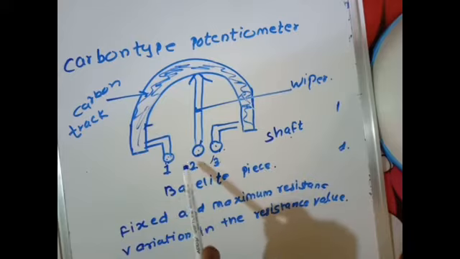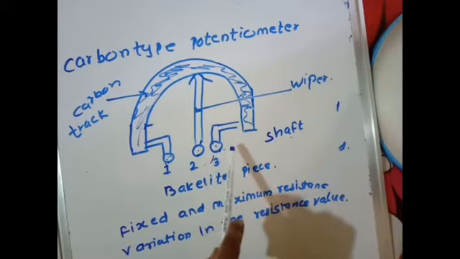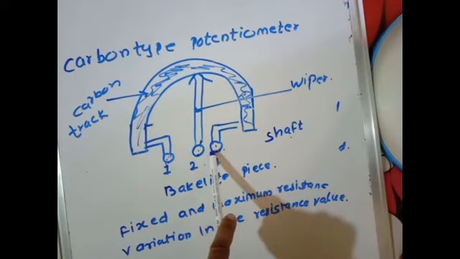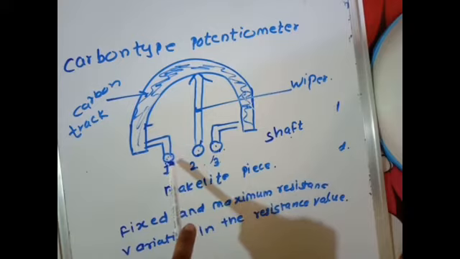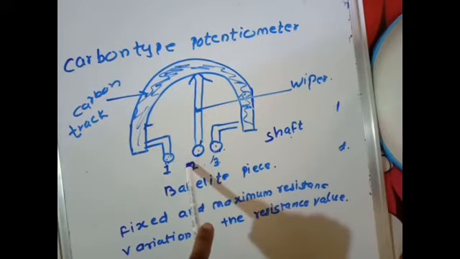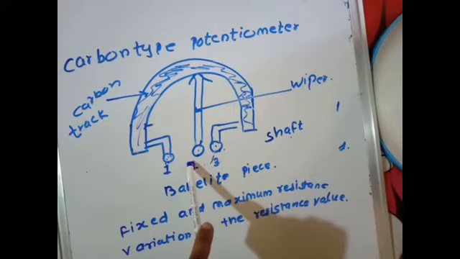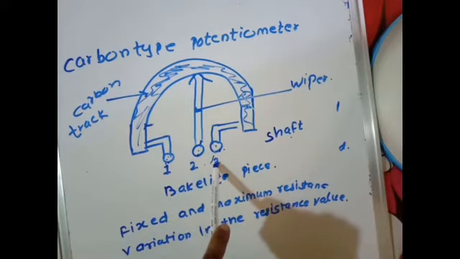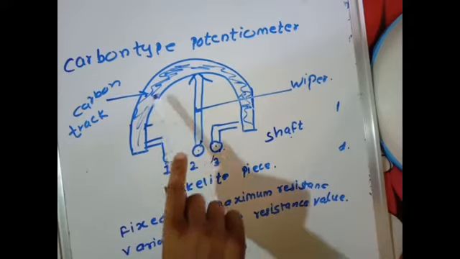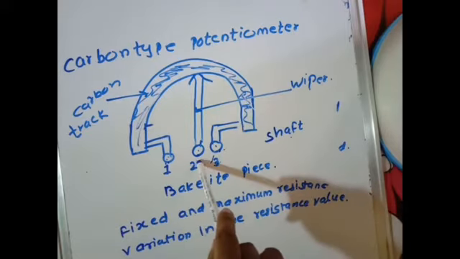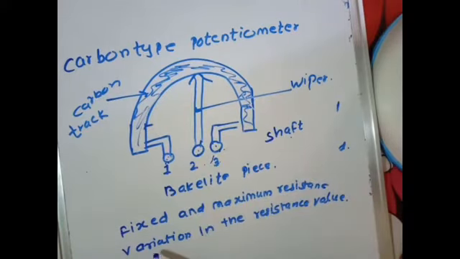So variable resistors have three terminals: 1, 2 and 3. Terminals 1 and 3 are the fixed terminals, and terminal 2 is the variable terminal. When terminals 1 and 3 are connected in the circuit, you get the fixed, maximum resistance, and if terminal 2 is connected in a circuit, then you get variation in the resistance value.